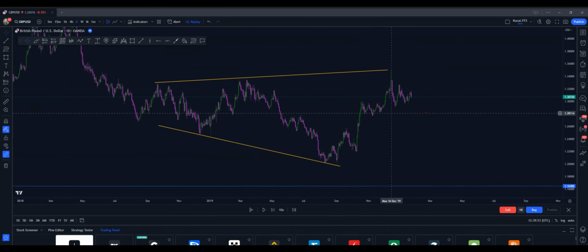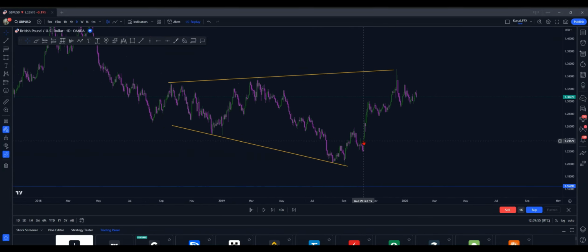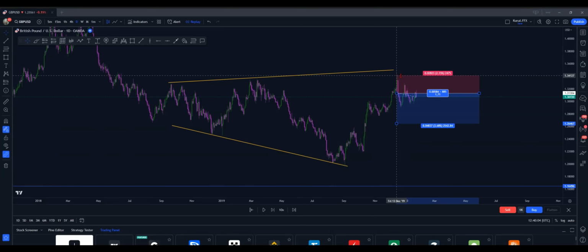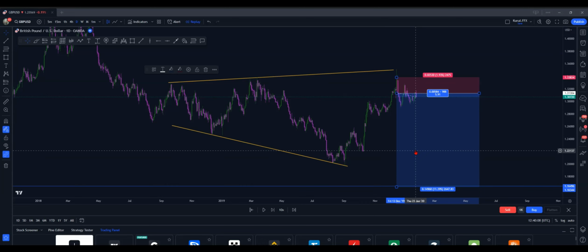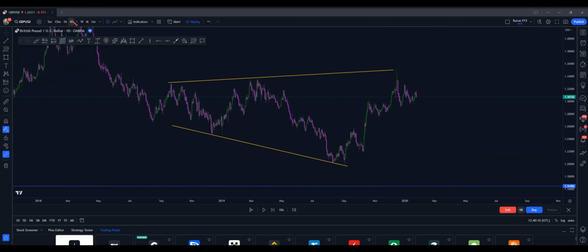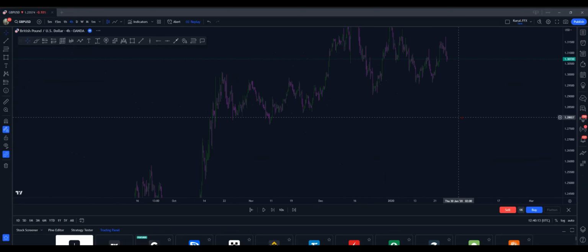So over here we can see on the daily, we've moved up, we've tapped into this, we have a clear rejection over here. In terms of an entry on the daily, you could argue there was a trade here, but come on, do you want to take that trade? You'll be sitting there for such a long time before you see a significant amount of profit.